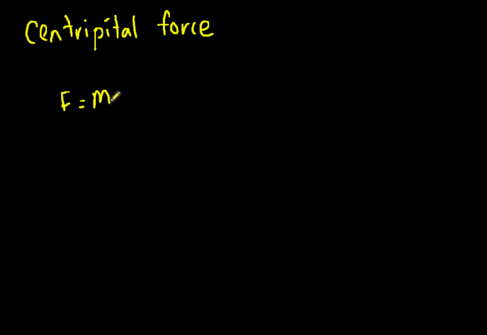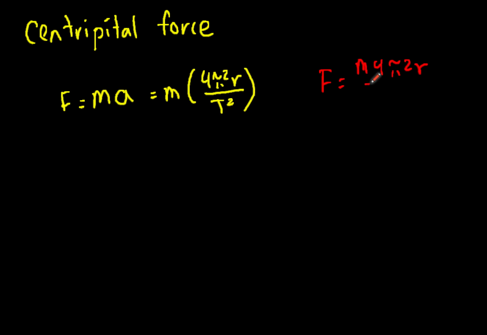There's a third formula involving period that is not found on your data sheet. This is the formula for centripetal force. Since F equals ma, the centripetal force equals m times 4 pi squared r over T squared. So we have a formula for force, which is m 4 pi squared r over T squared. And this is not on your data sheet.